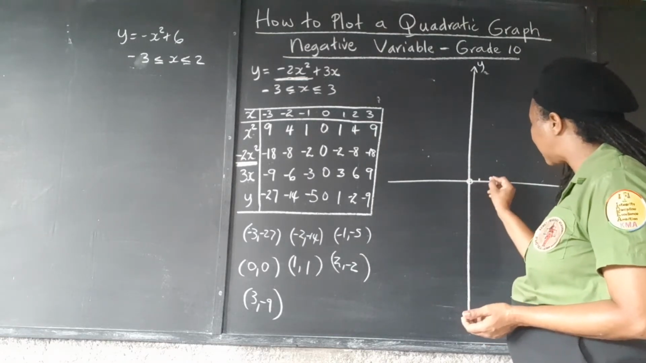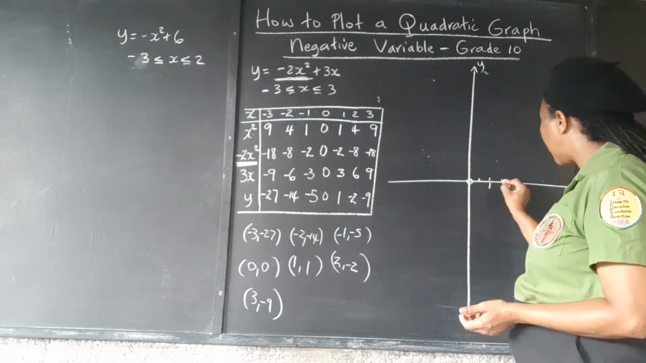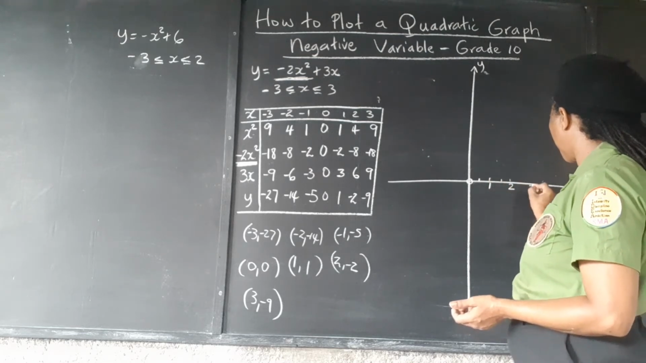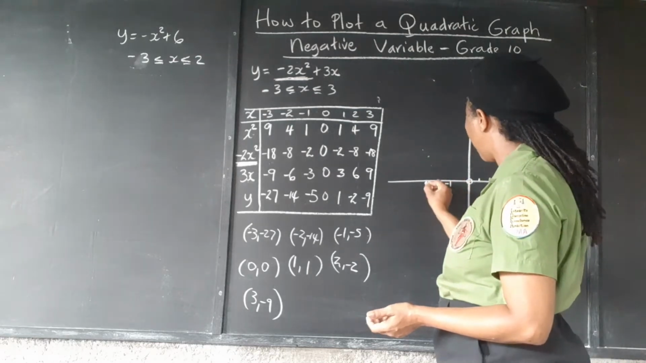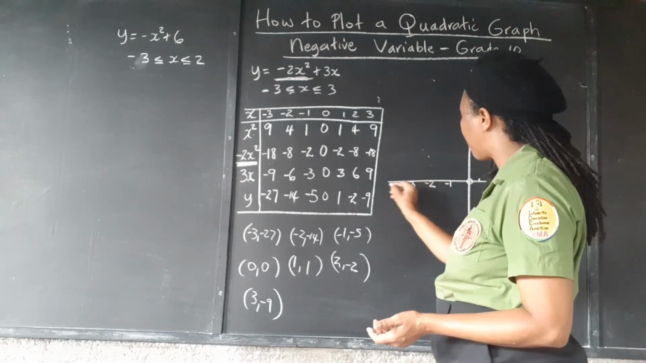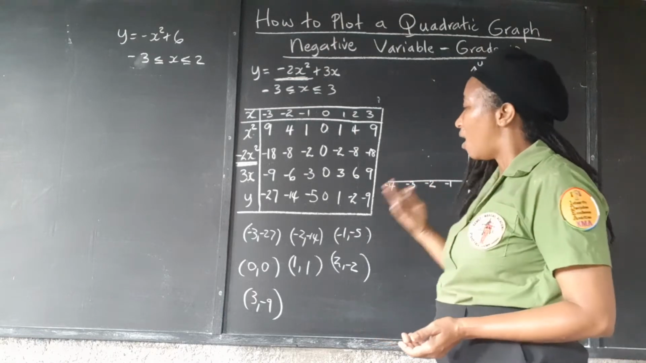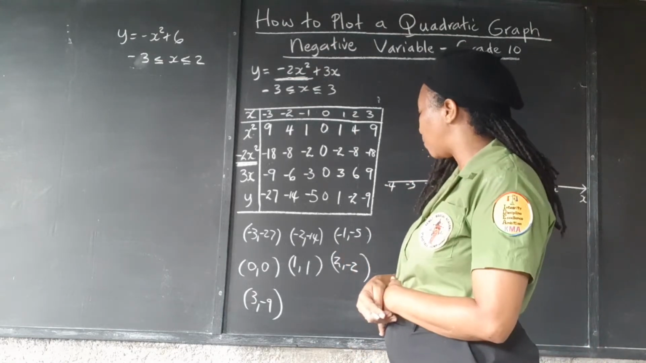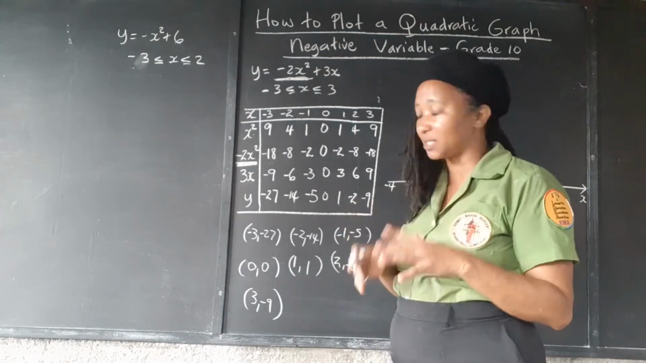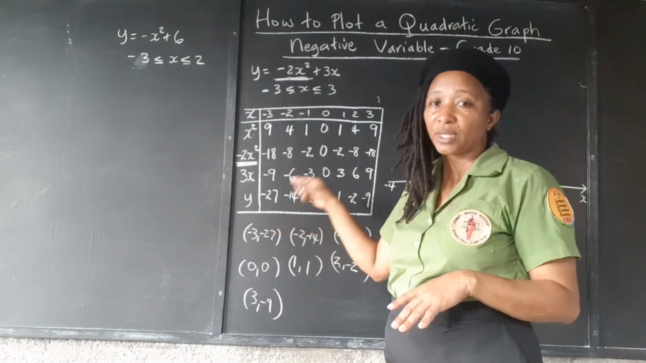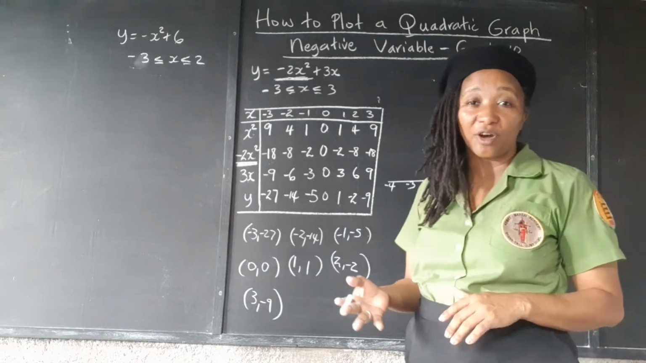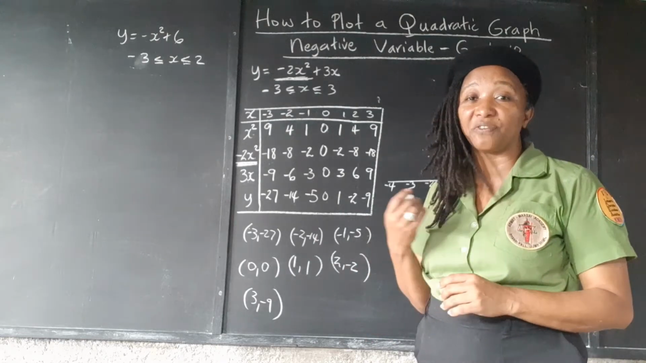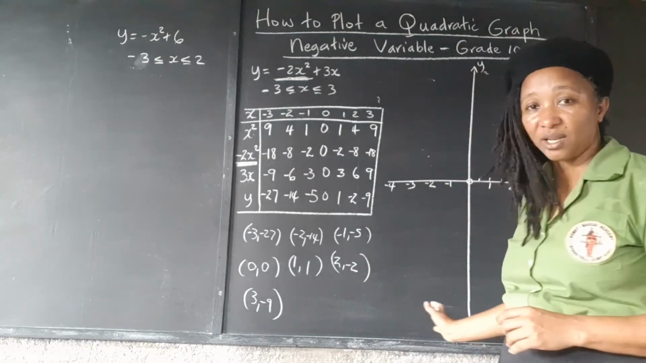So 2 little boxes, that's 1. 2 little boxes, 2, and so on. 3, 4. Same thing on the negative x. So negative 1, negative 2, negative 3, negative 4. On the y-axis, our biggest y value in terms of digits is 27. It's a negative 27. We can go up then by 5 on the y-axis. 1 centimeter to 5 so that it fits on the page.